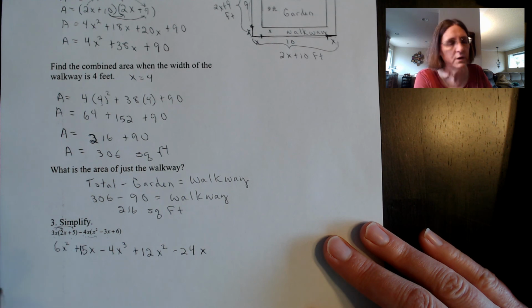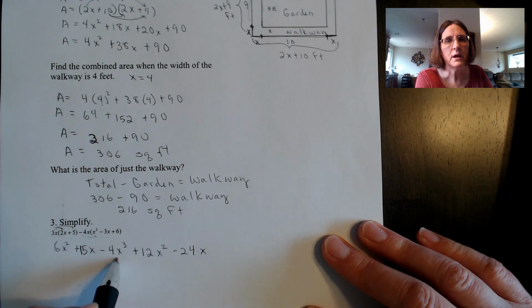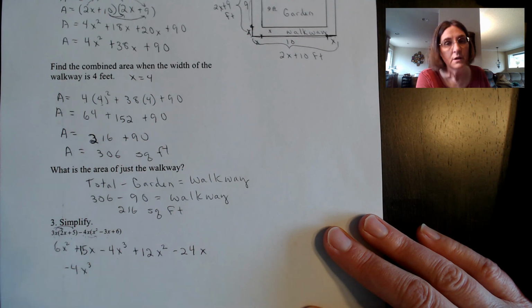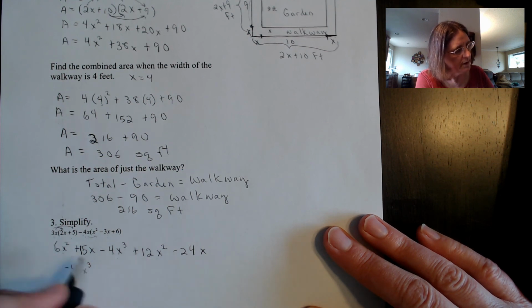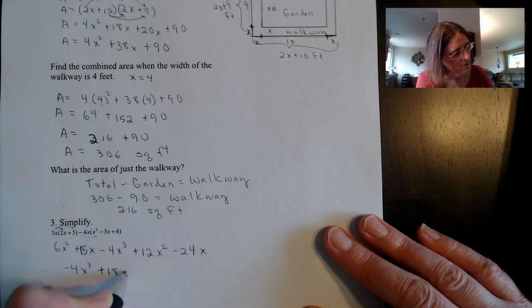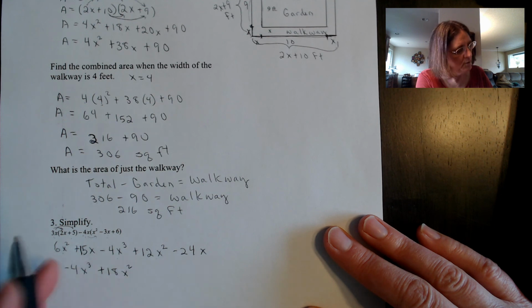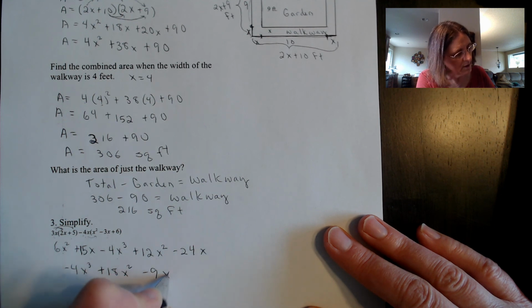As we finish, we're going to combine our like terms, and we're going to start again with the highest power of the exponent. So we're going to start with negative 4x cubed. And then we have two terms involving x squared. We have 6x squared plus 12x squared is 18x squared. Then we have 15x minus 24x is negative 9x.